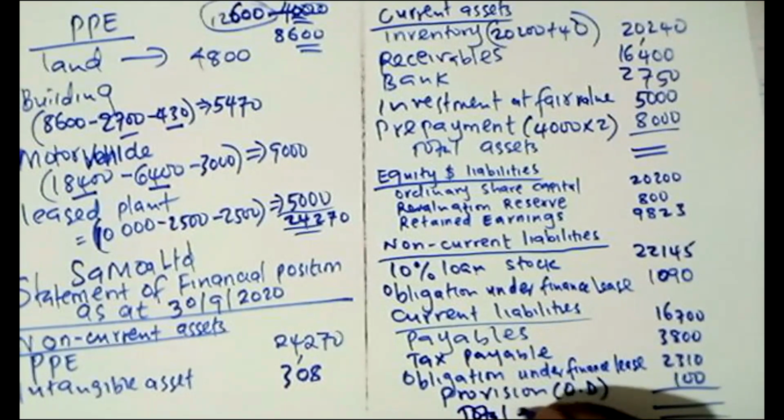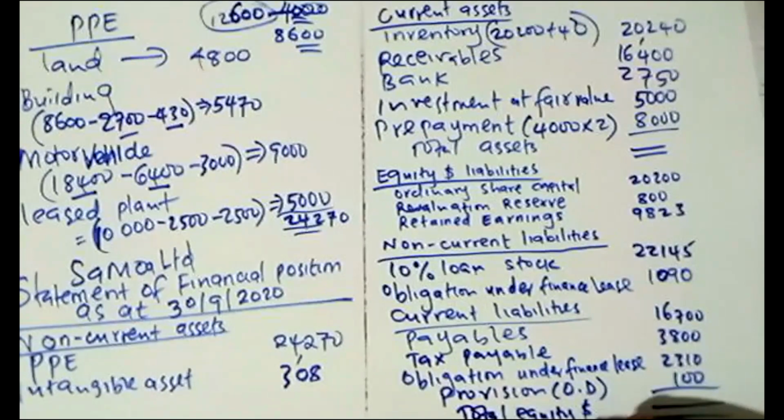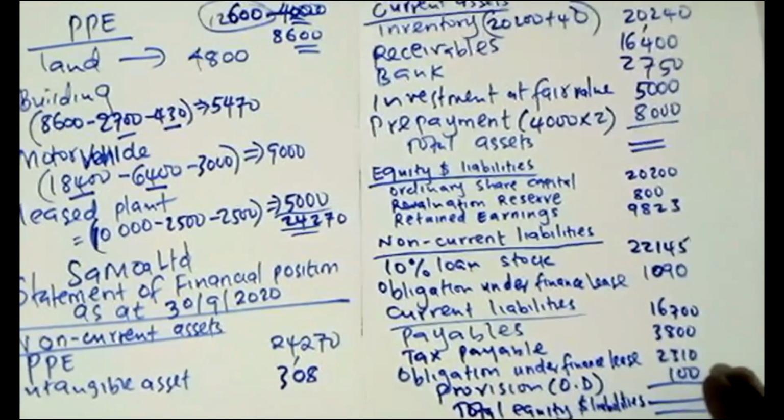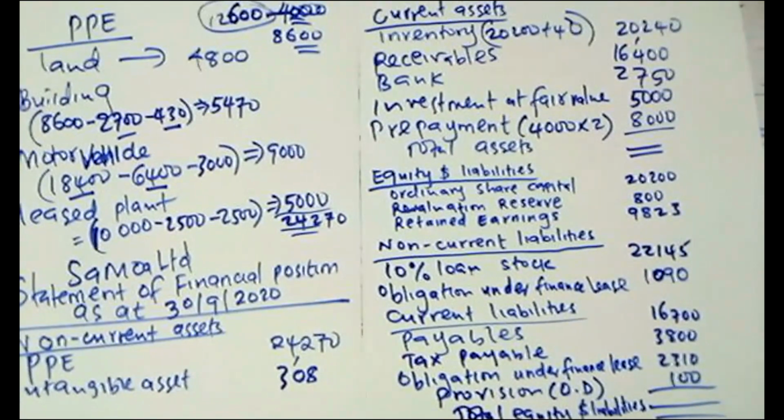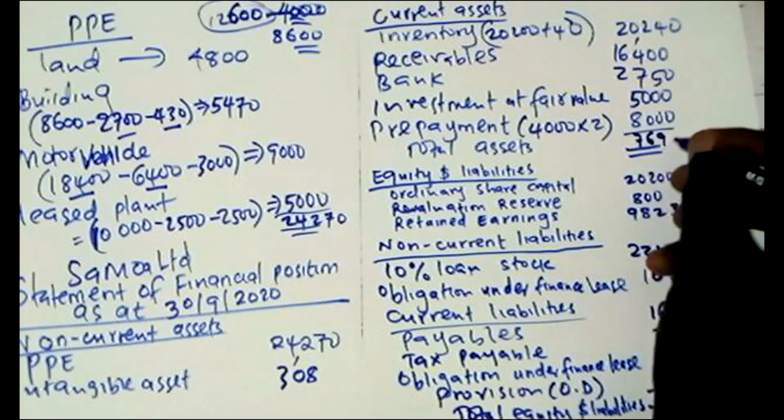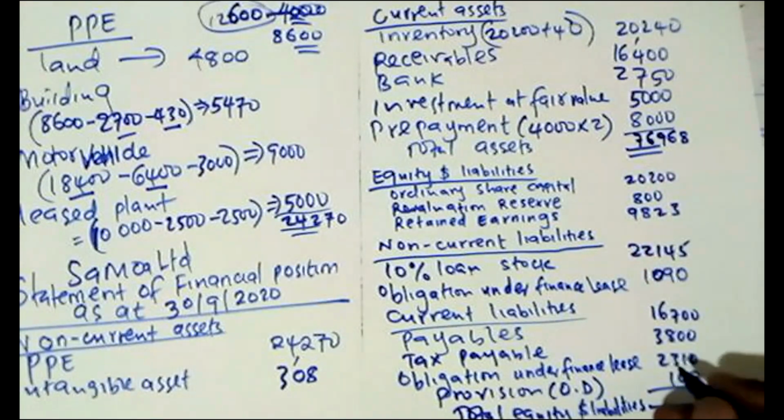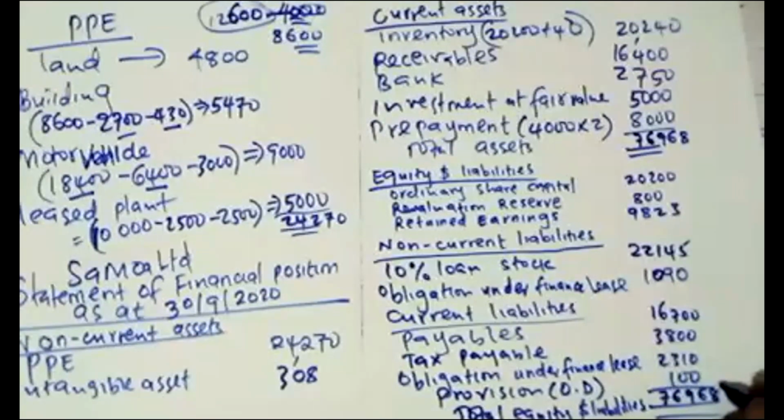So total equity and liabilities. What are you getting here? It is in agreement, that is assets and equity and liabilities. Total assets, 76,968. What about down here? 76,968. So that is okay. That is how you were supposed to do this question.